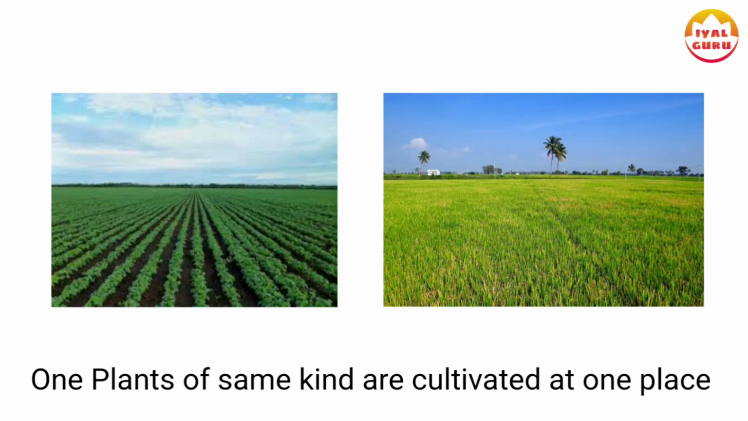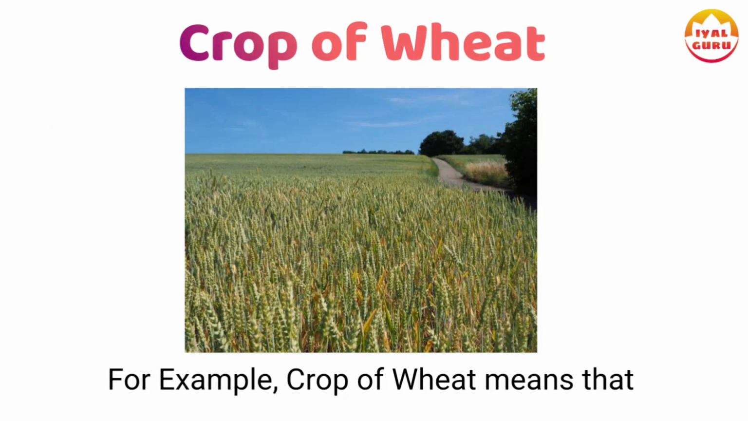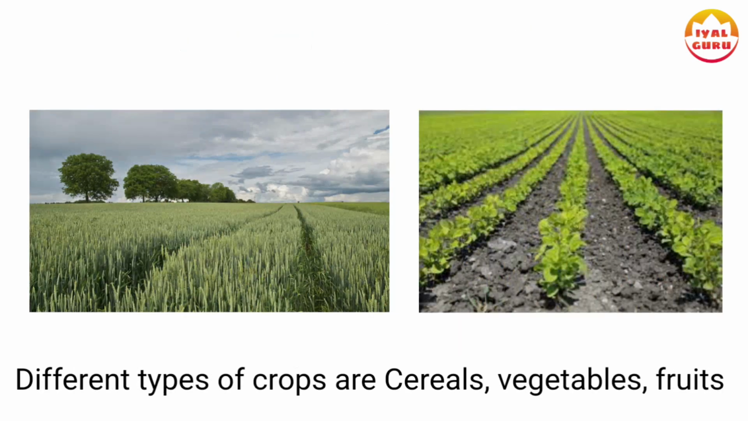When plants of the same kind are cultivated at one place on a large scale, it is called a crop. For example, a crop of wheat means that all the plants grown in the field are wheat. Different types of crops are cereals, vegetables and fruits.